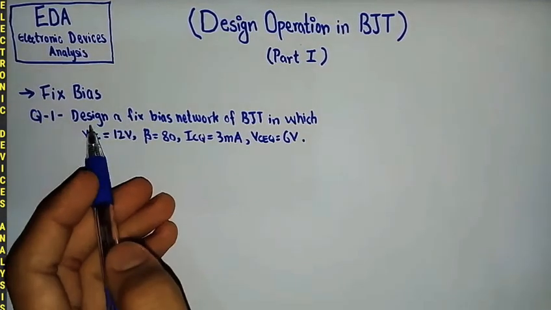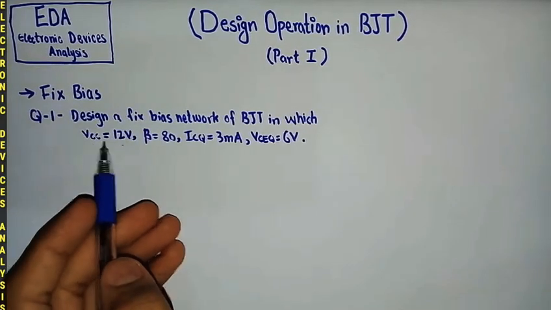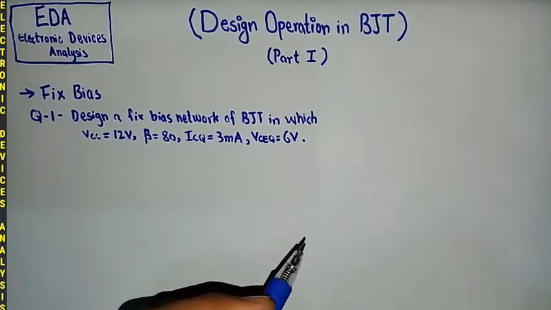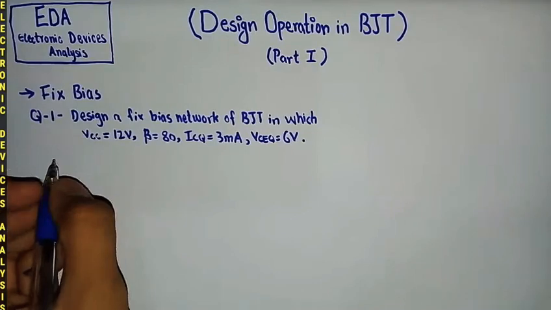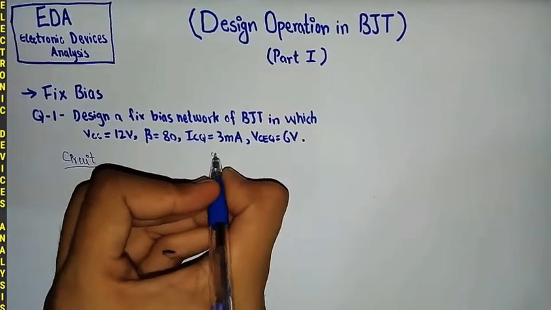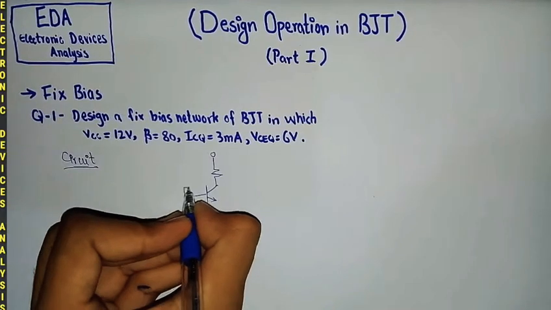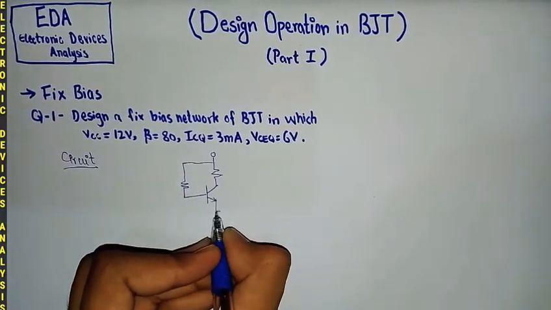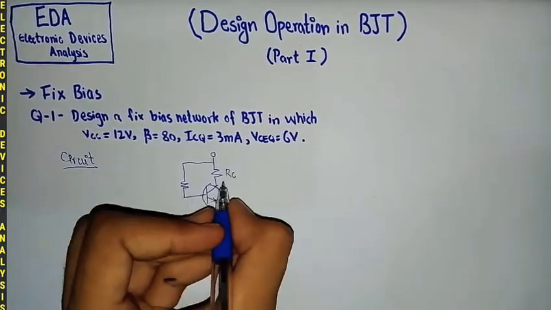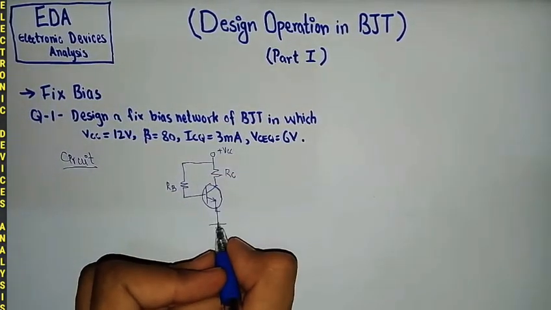The first question is: design a fixed bias network of BJT in which the parameters are given: VCC is 12 volts, beta is 80, ICQ is 3 milliamps and VCEQ is 6 volts. First of all we will make the circuit of the fixed bias network. This is the circuit of the fixed bias network, in which this is RC, this is RB and this is VCC, and there is no resistance present at the emitter.